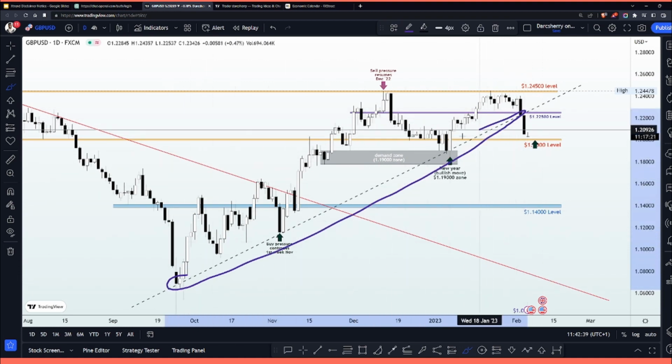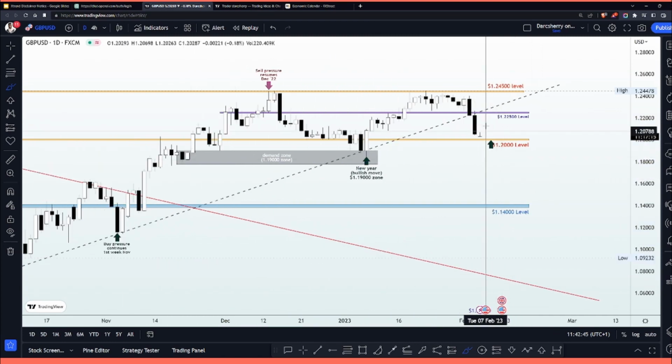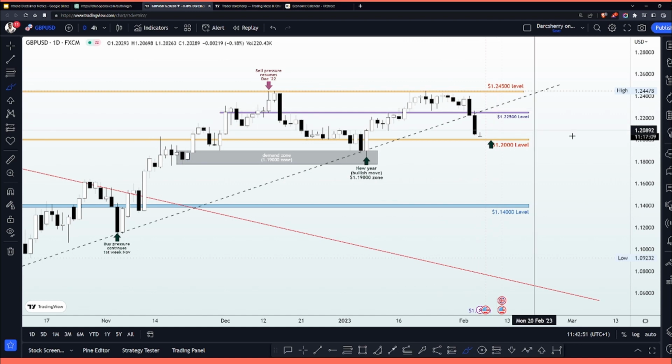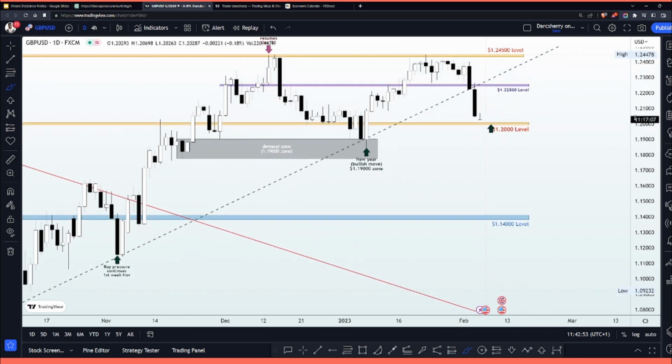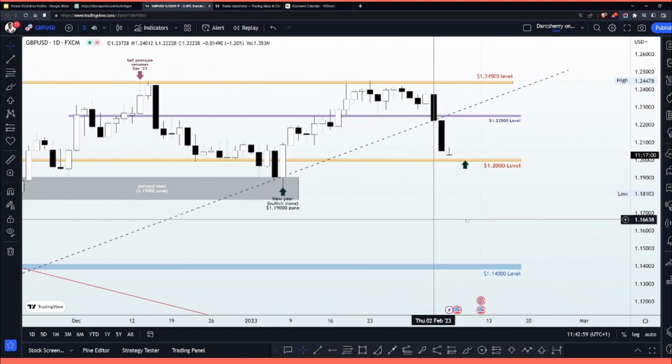So you can see if we connect the series of higher lows here, we have that bullish trend line figured out. And now that we have a breakdown of that bullish trend line sharing a confluence with the 1.22500 level, what is going to be our plans for this week? Well, if you look at this structure closely, let me zoom in so that we can see things more clearly here.